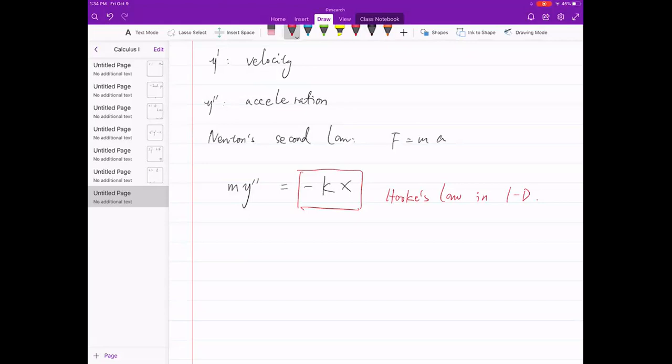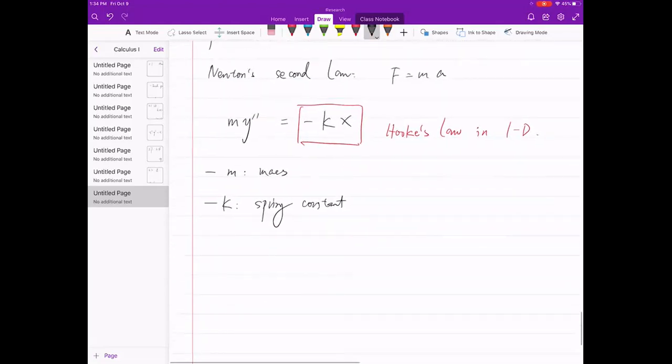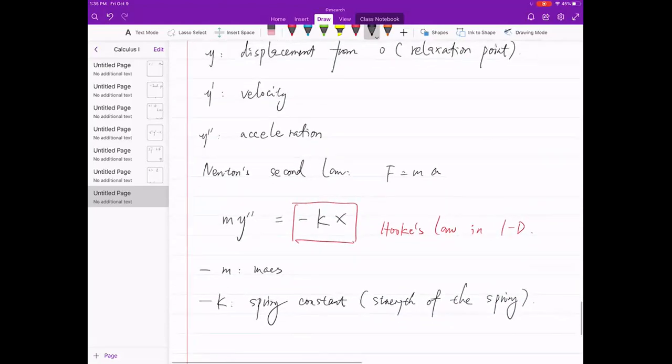Here, your m stands for the mass. Your k stands for the spring constant, which basically tells you the strength of the spring, quantified by how much force you receive by how much you extend in distance. The bigger the number, the stronger the spring. This should be y.